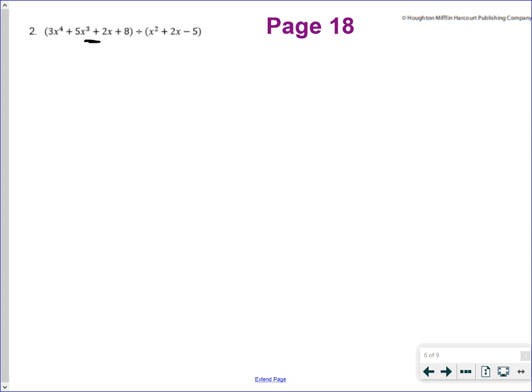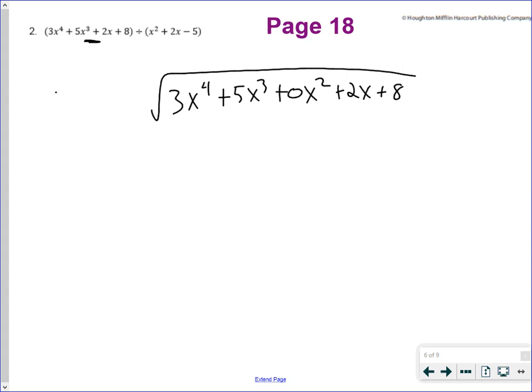So we're going to put in a placeholder. We get 3x to the 4th plus 5x cubed plus 0x squared. Remember, it has to be 0x squared, not just x squared. x squared says you have a coefficient of 1. 0x squared means it's just 0. It's empty. That's what you want, a 0x squared. Plus 2x plus 8, all divided by x squared plus 2x minus 5.